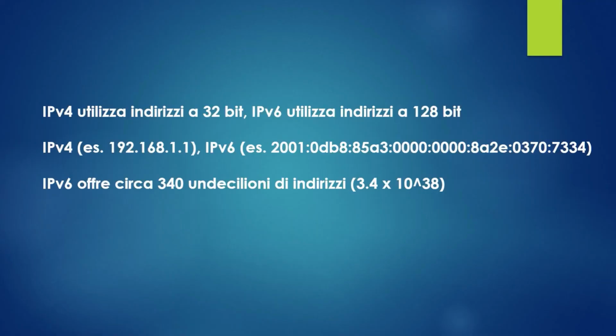IPv4, as we know, uses 32-bit addresses. IPv6 uses 128-bit addresses, so the scale gets much bigger. For IPv4, an example is 192.168.1.1, as you see on the slide. IPv6, on the other hand, is 2001, etc., etc. IPv6 offers about 340 undecillion IP addresses, which is a staggering number.